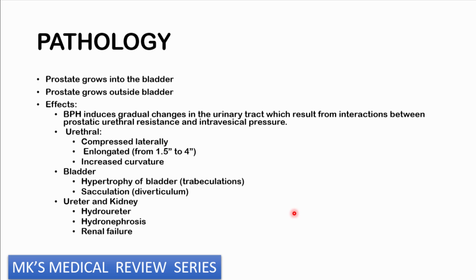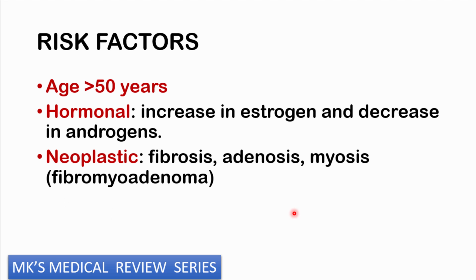When we're talking about the ureter and the kidneys, because there is actually a blockage in the outflow of the bladder, there's going to be pressure inside the urinary system, and this backflows into the ureter, and may cause hydroureter. It may also cause hydronephrosis and eventually may lead to renal failure, an obstructive type of renal failure.